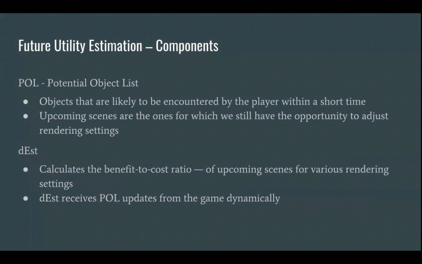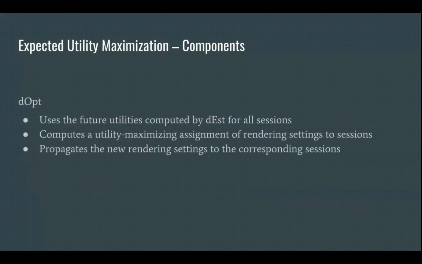So basically, DEST receives TOL updates, that is, the objects that are going to be encountered in the future. It gets the TOL updates from the game and estimates the cost-to-benefit ratio with respect to different rendering settings. Once DEST estimates all these values, the values are given to DOPT, which is the next component, for utility maximization. The function of DOPT is to take the utility computed by DEST and compute the most effective rendering settings that can be propagated to all the sessions in the server.